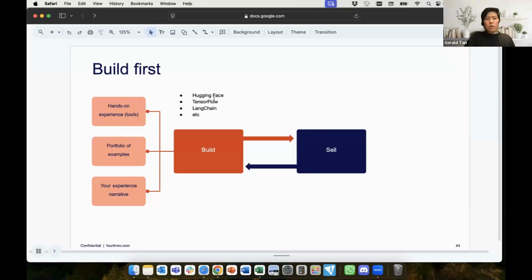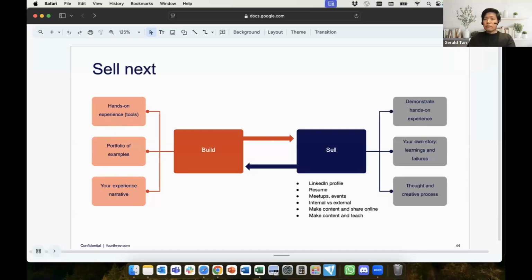In terms of where to go, you have Hugging Face, TensorFlow. All of this is covered in Alex's first masterclass that's open to you. But these are all the areas you can go to just get more experience, to build. In terms of the sell, when you go to an interview or when you're writing on your profile, on your LinkedIn or your CV, you need to find a way to demonstrate that you have hands-on experience and tell it in your own story.